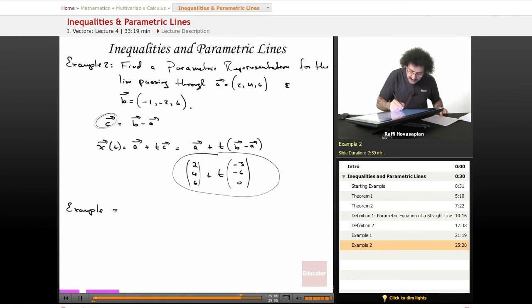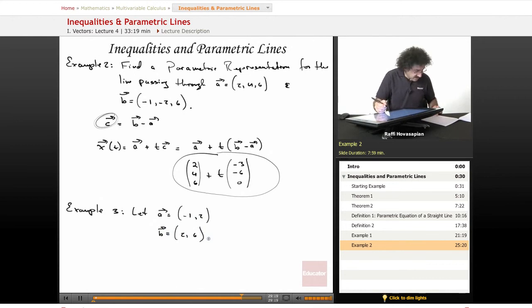Example 3. Let A equal -1, 2. This time we're working in 2-space. And we'll let B equal 2 and 6. Okay.